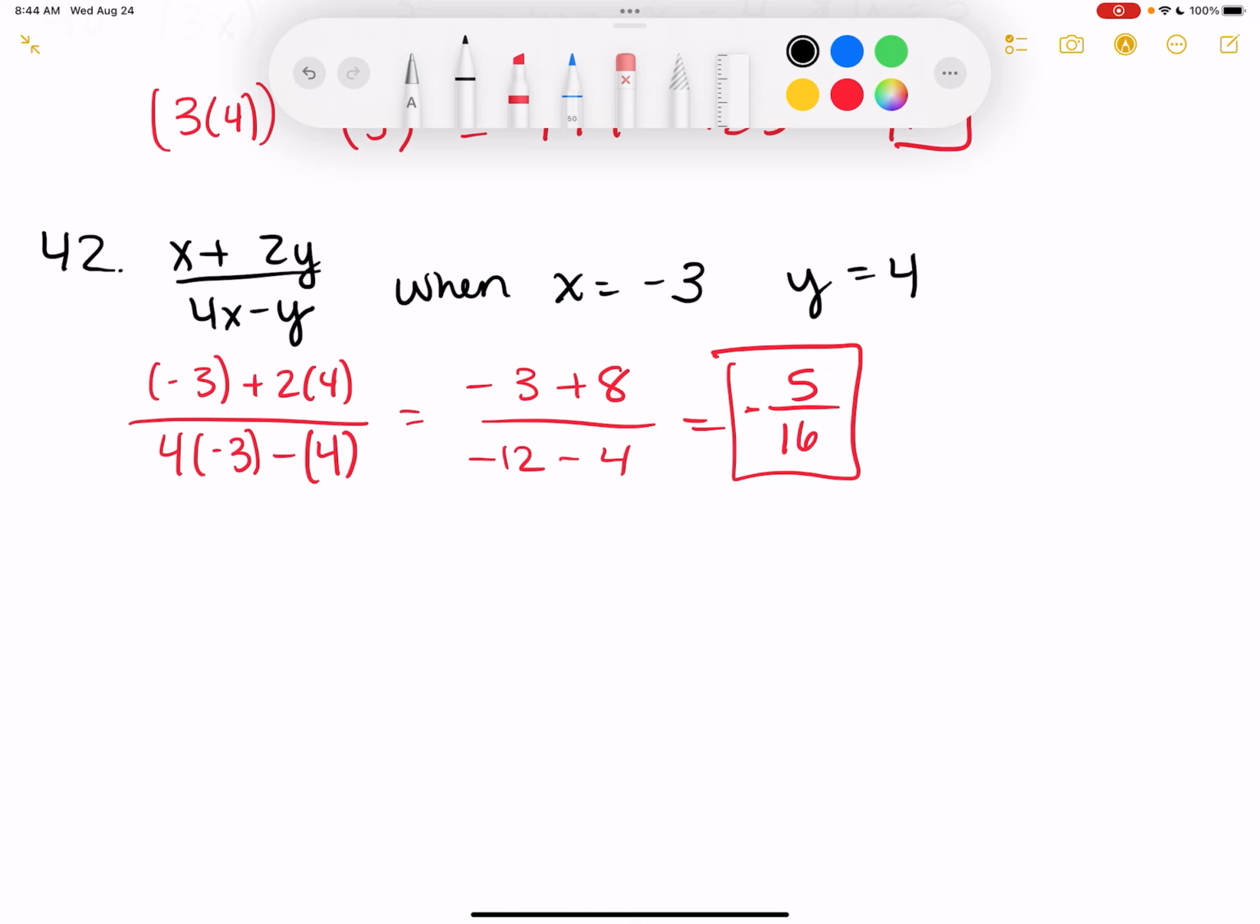Let's see, a couple more. These ones are just, again, combining like terms. So 46: p cubed plus 3q squared minus q plus 3p cubed. So what is that going to give us? Yell it out. 4p cubed plus 3q squared minus q.